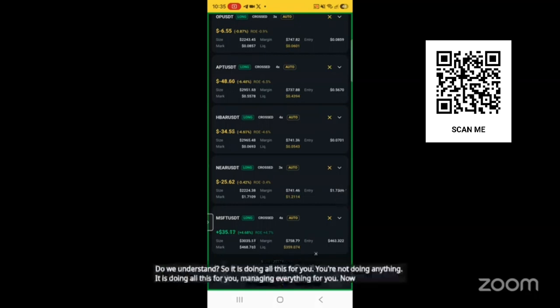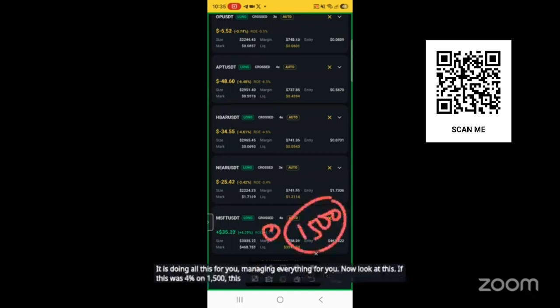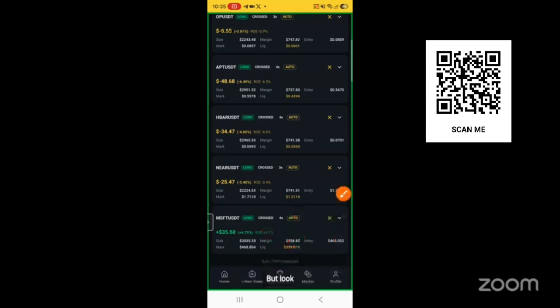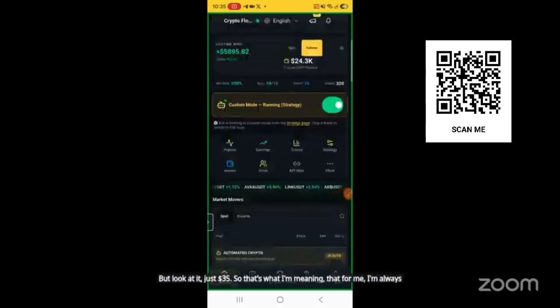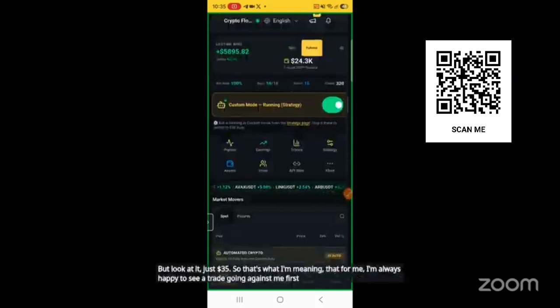Now look at this. If this was 4% on 1,500, this would be great. I would be making some good money here, maybe $7 and above. But look at it, just $35. So that's what I mean, that for me, I'm always happy to see a trade going against me first, then coming back. I'm always very happy.